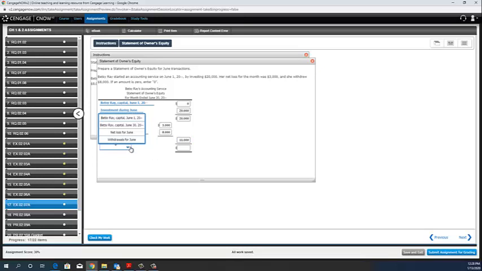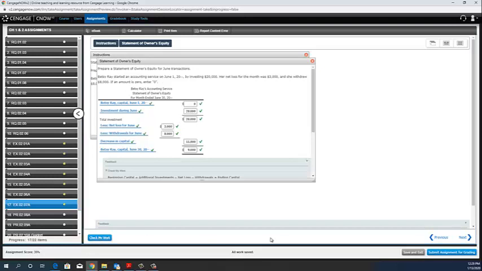And so that means her capital at the end of the month is now $9,000. She started out with 20 and it's now 9. So basically what she's done is had a loss and then took $8,000 out of her capital contribution, and it leaves her with 9. So we'll check our work.